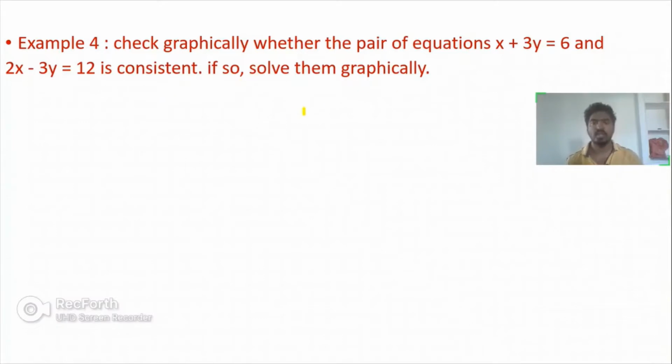Okay, so we already learned from the previous classes the process of finding whether the given equations are consistent or not. In step 1, we have to compare the given pair of equations with the standard form of equations, that is a1x plus b1y plus c1 is equal to 0, and the second equation with a2x plus b2y plus c2 is equal to 0. Now we want to obtain the a1, b1, c1 and a2, b2, c2 values. Then we have to find a1 by a2, b1 by b2 and c1 by c2.